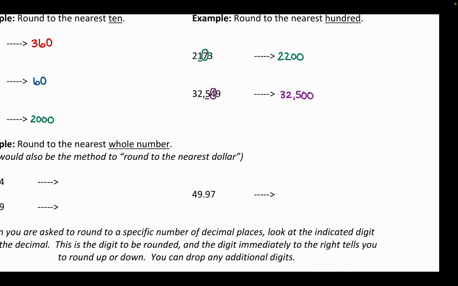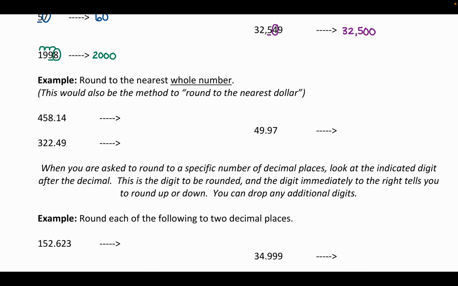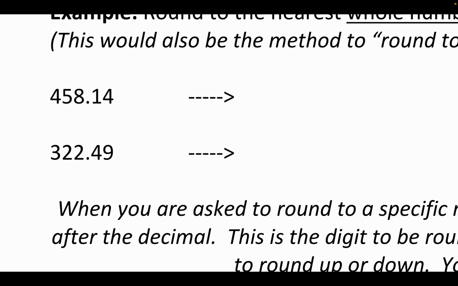We're going to change gears just a little bit and do a different type of example. So we're going to round to the nearest whole number now. And because we do a lot of our work with money in business math, this would also be equivalent to round to the nearest dollar. So we're going to start out with a couple of examples.